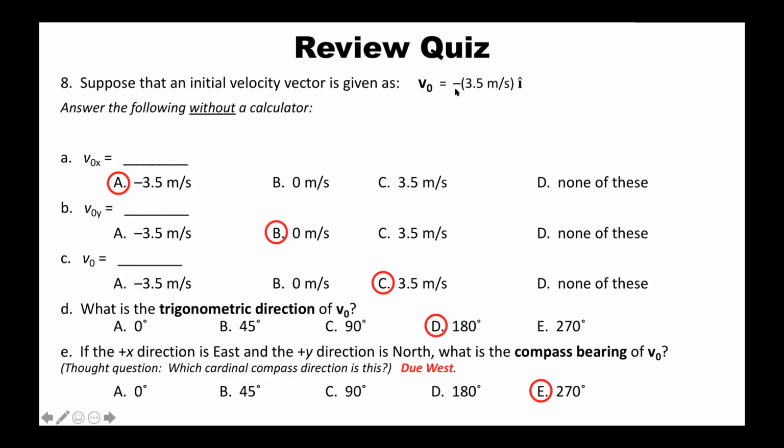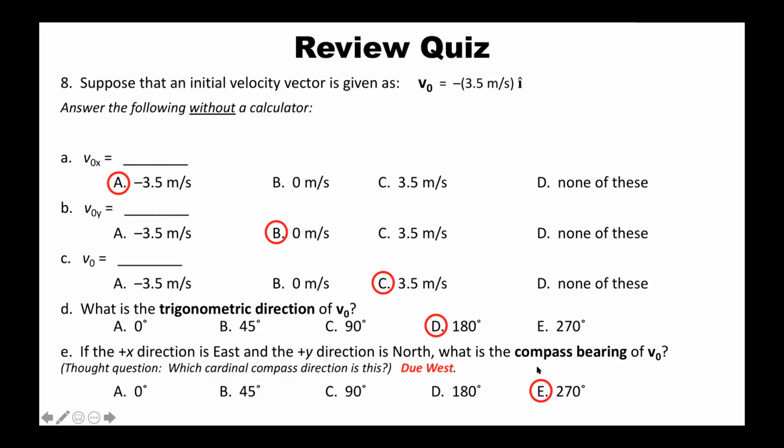Also, because it's pointed in the negative x direction, what's the trig direction and the compass bearing? The trig direction of negative x direction is 180 degrees, okay? Or to the left, as we normally would draw the axes. And then if we define positive x to be east and positive y to be north, what's that compass bearing?